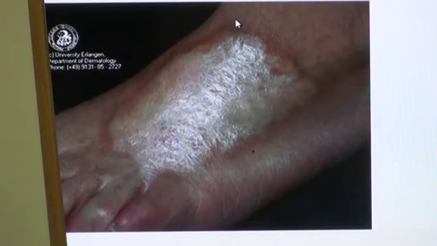But one thing you do need to test for, and I don't know if it's in your notes, is Lyme disease. Is that in your notes, Becky? No. Okay.